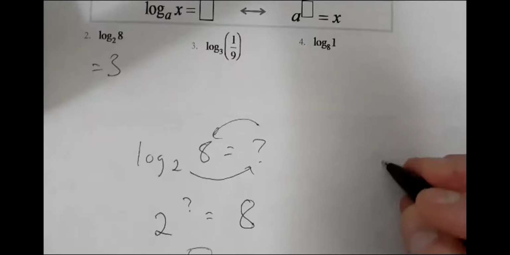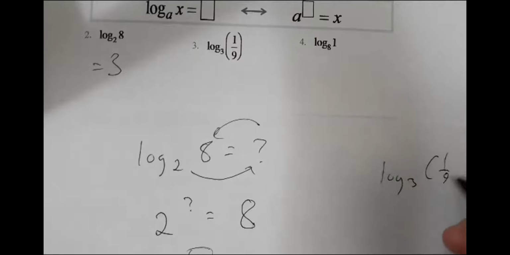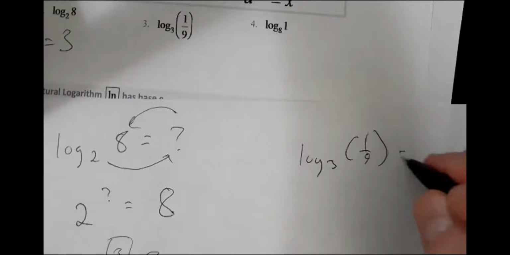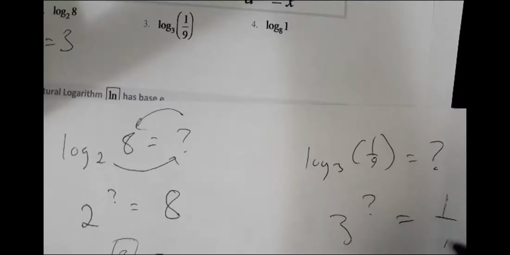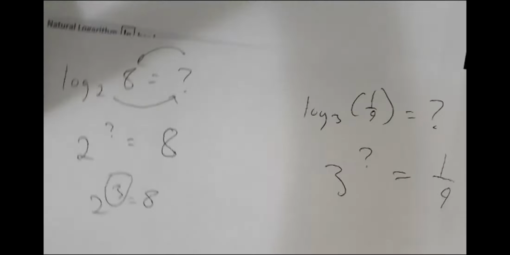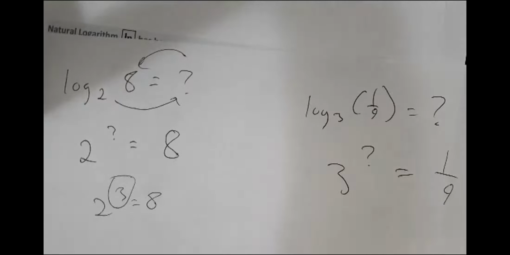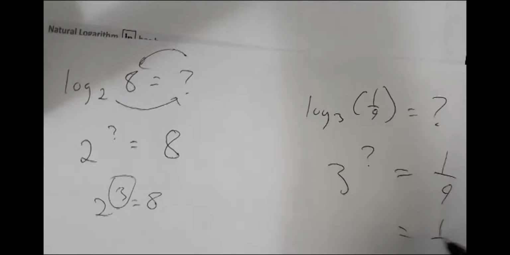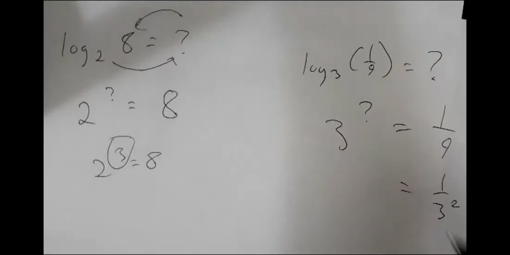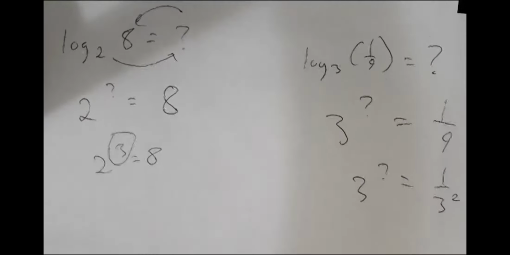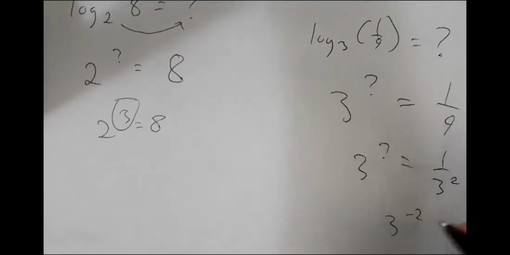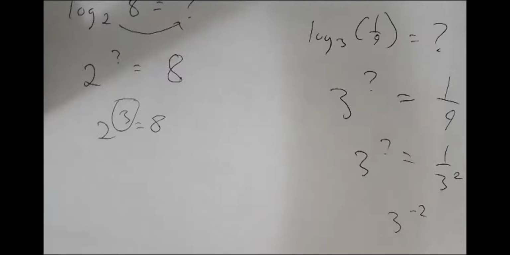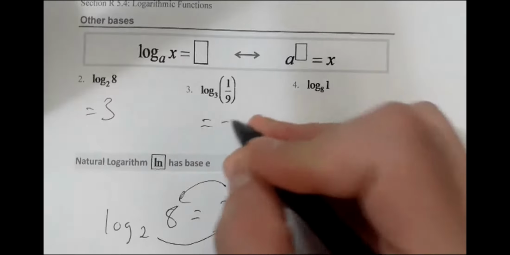Same thing here. Log base 3 of 1/9 is equal to, so I'm thinking about 3 to the what power is going to give me 1/9. 1/9 is kind of like 1 over 3 squared if you wanted to do that. And so this is sort of like a 3 to the minus 2 power. And so since 3 to the minus 2 is my exponent, this thing is a minus 2 here.